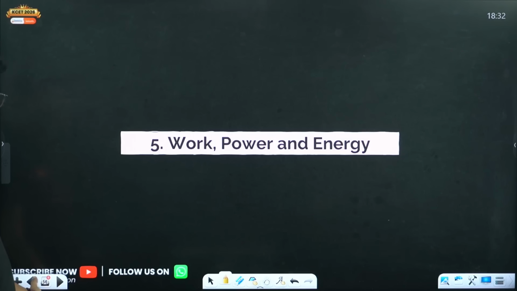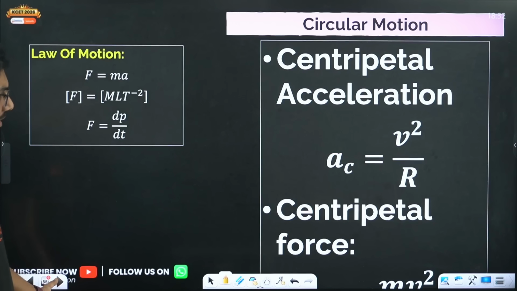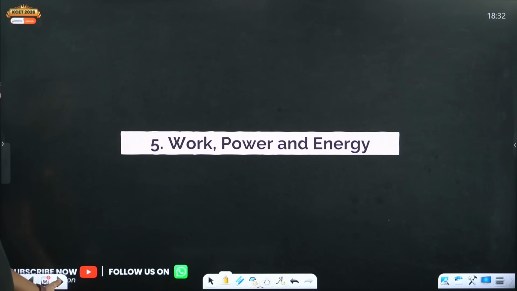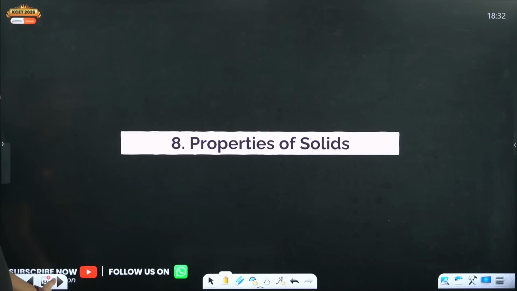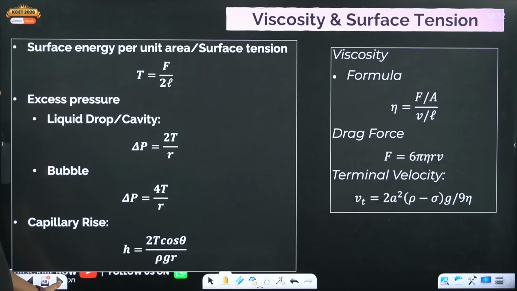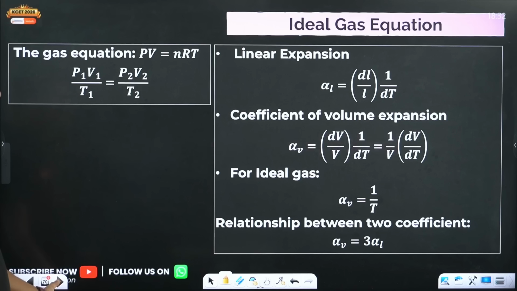Laws of motion is there. I think there are some formatting errors; I will try to fix that. Then we have this. All the important formulas are listed in this formula sheet.